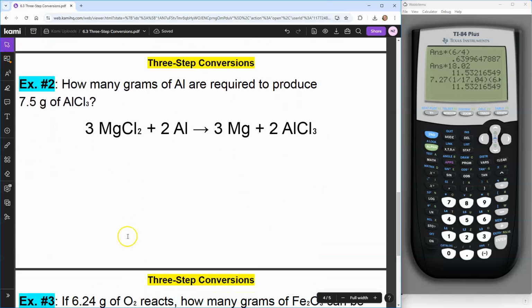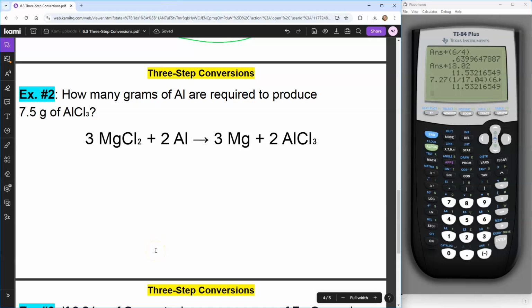All right, let's do another one. This one says, how many grams of aluminum are required to produce 7.5 grams of aluminum chloride? So we always start with our given. So 7.5 grams of aluminum chloride. I need 3 steps because I'm going to grams of something else.